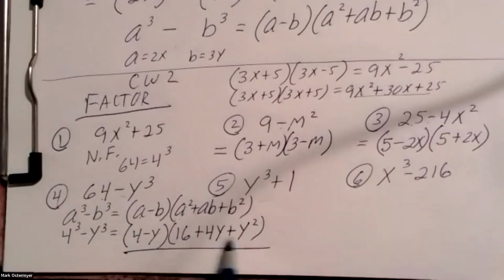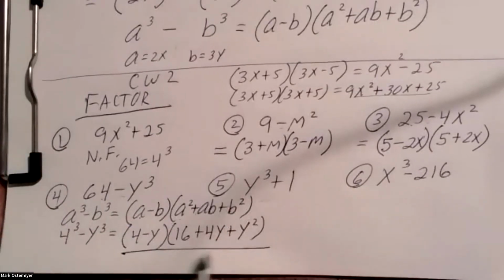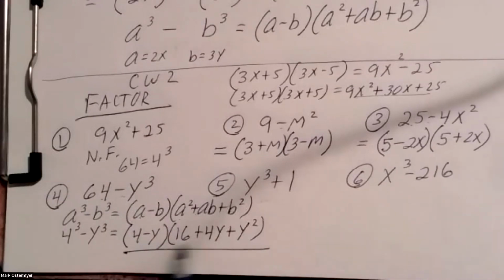Did anybody get that correct out there? Right, that's how this difference of cubes factors into this. If you were to take the time and multiply this all back out and gather together like terms, you would discover that you would get back 64 minus y cubed. Okay.